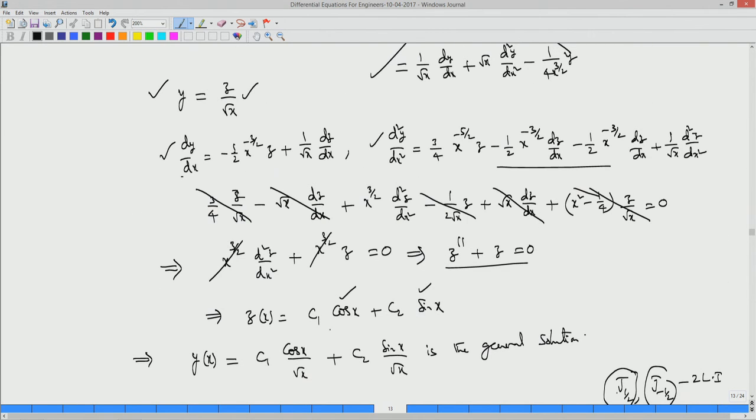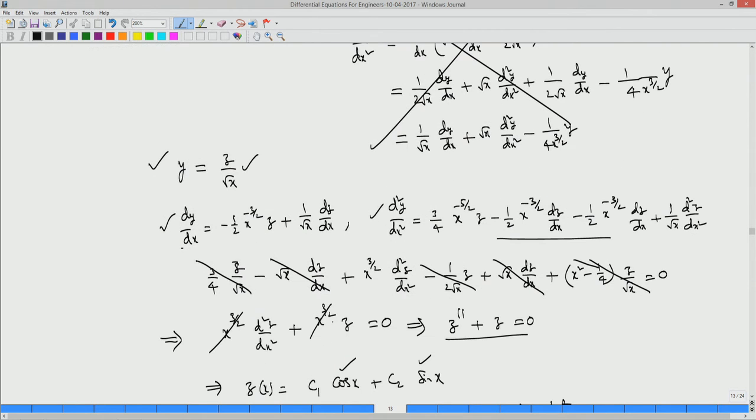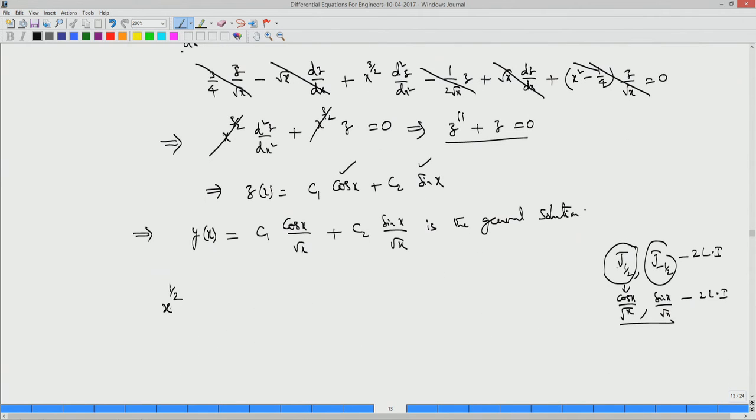So, you know that y is z by root x. So, y of x, the transformation is z of x by root x. This is the transformation. That means, if I know that y is satisfying the Bessel equation, then J half of x is one solution. So, this is the solution for y.